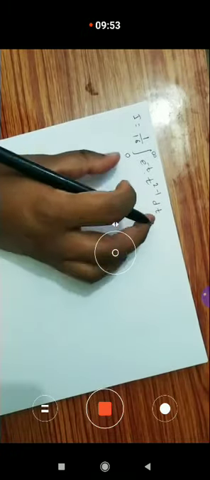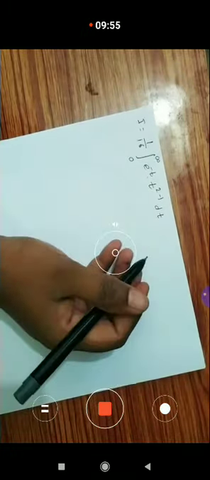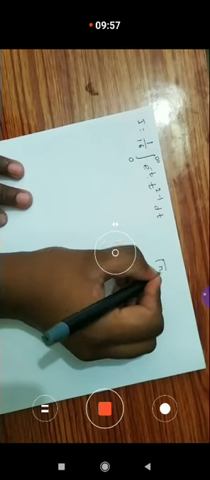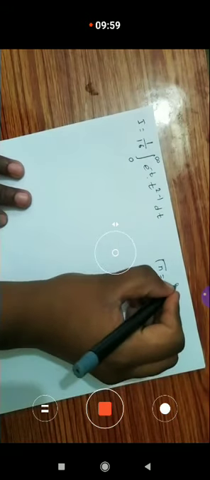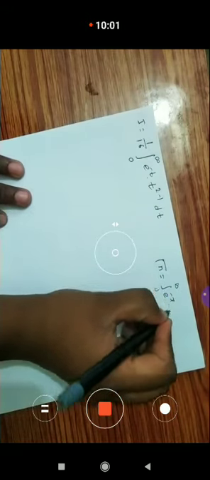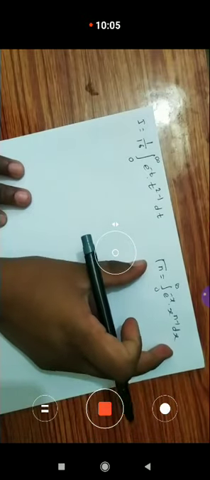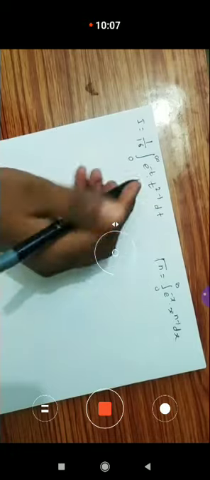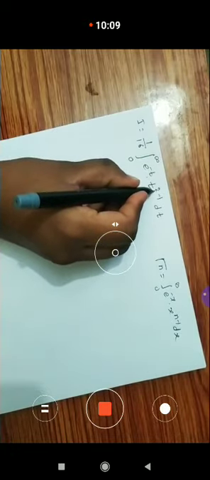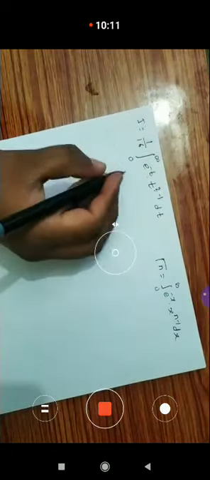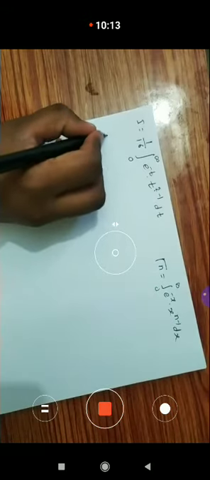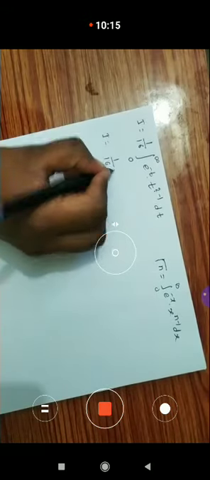Now again we compare this with the gamma function. My gamma of n definition is the integral from 0 to infinity of e raised to minus x, x to the power n minus 1 dx. Now when I compare this to that integral, my n is 2. So the integral answer is gamma of 2. So I becomes 1/16 into gamma of 2.